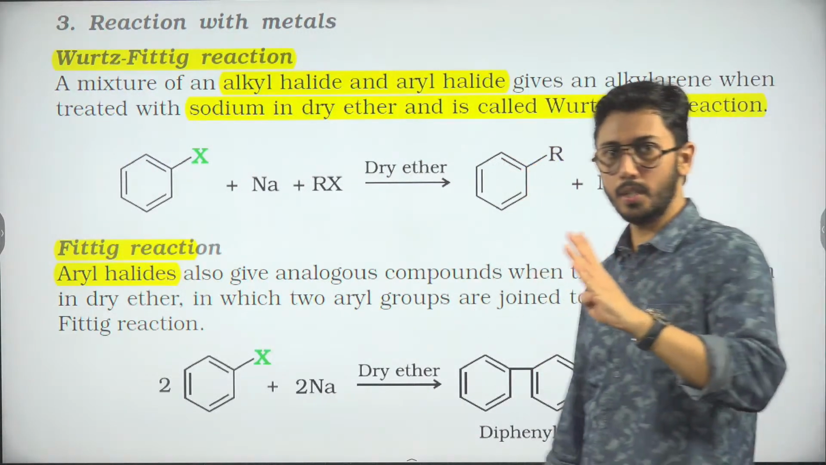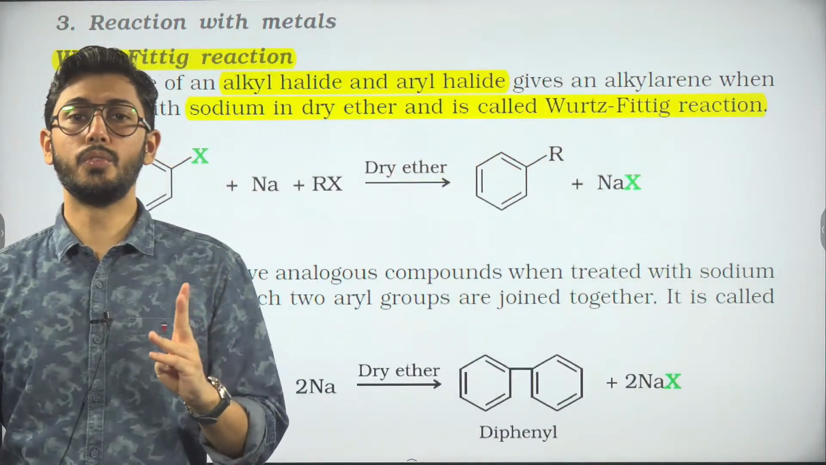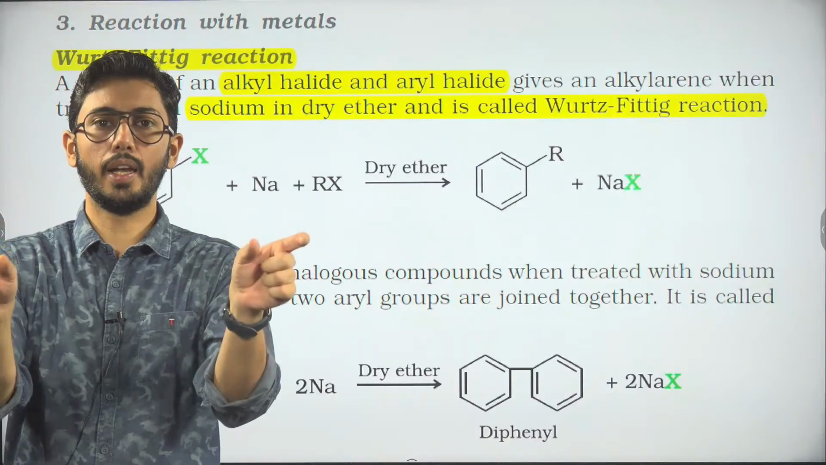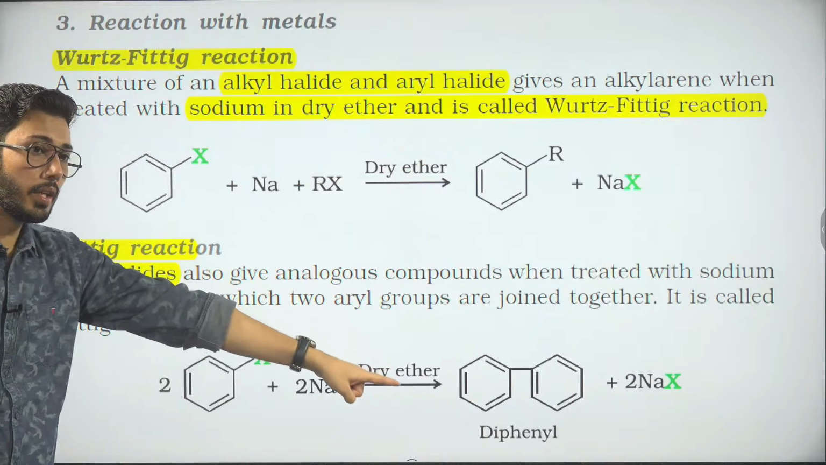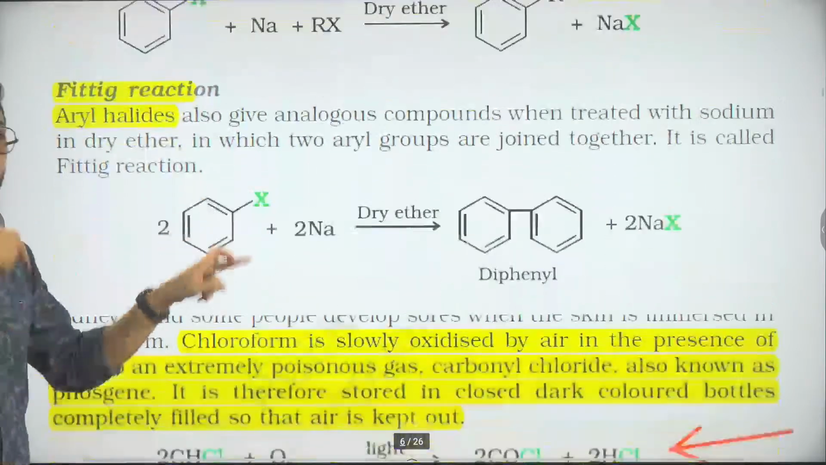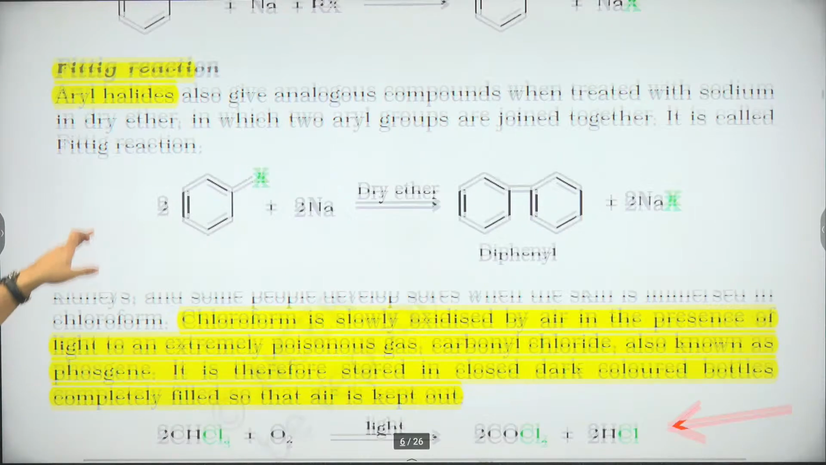So Wurtz reaction, alkyl halide; Fittig reaction, aryl halides; and Wurtz-Fittig combining alkyl halide with aryl halide, resulting in alkylbenzene; Fittig resulting in biphenyl; and Wurtz resulting in even numbered alkanes.